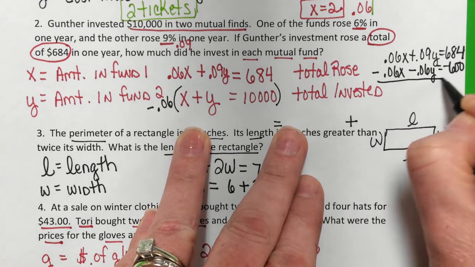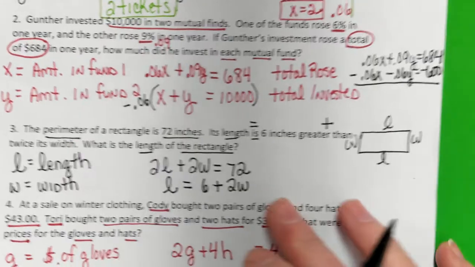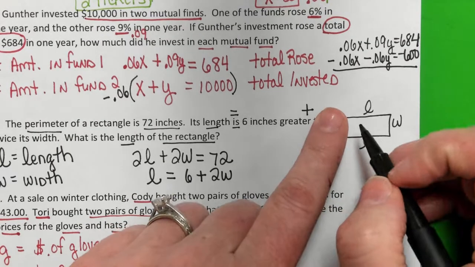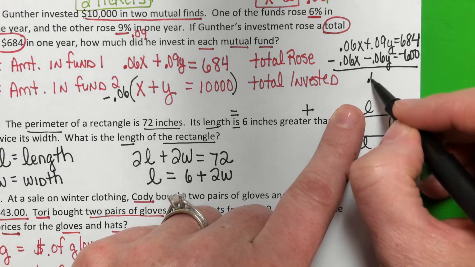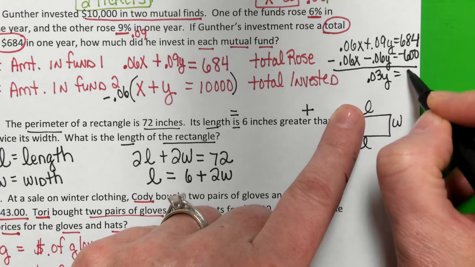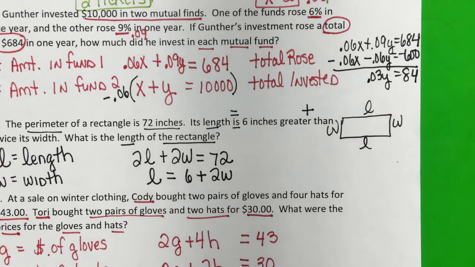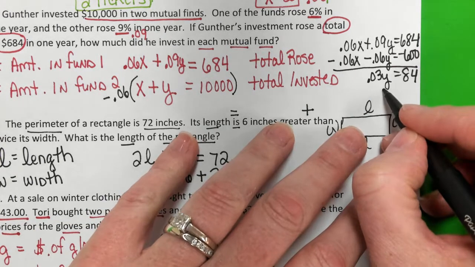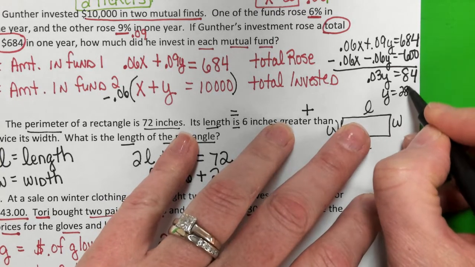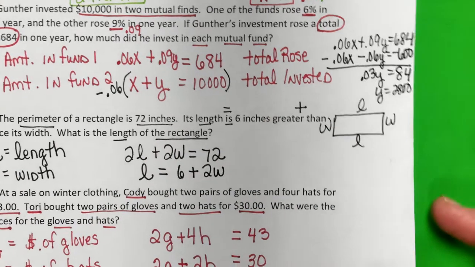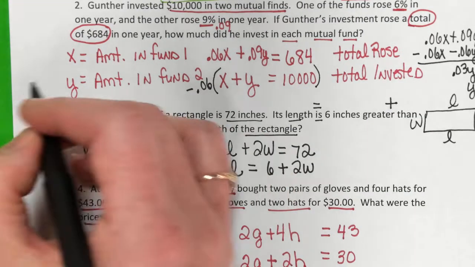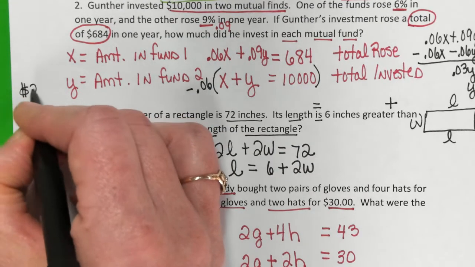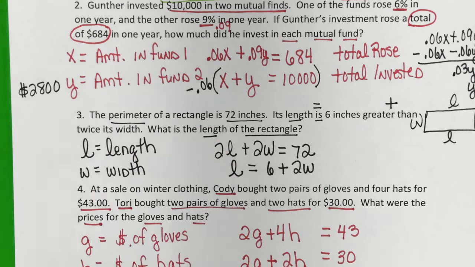So the good thing is we've got a calculator. Decimals should not scare us. Okay, so when I add this together, I get 0.03y equals 84. And when I divide by 0.03, I get y equals 2,800. So let's look at what we have here. So y represented Fund 2. So Fund 2 has $2,800.